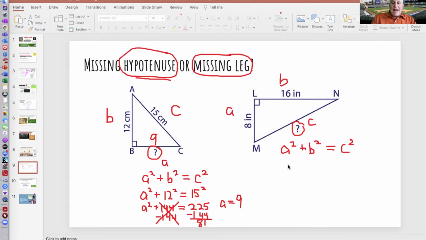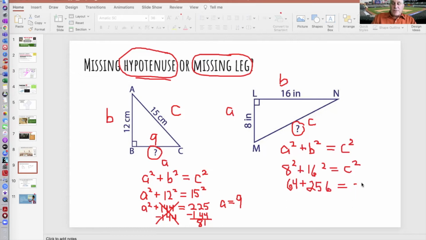Okay, so I've got in this case A squared plus 16 squared equals C squared. So in this case, when I'm solving for side C, I've got 64 plus, and this is why I wanted you to have your calculators out, because some of these you're not going to have memorized.